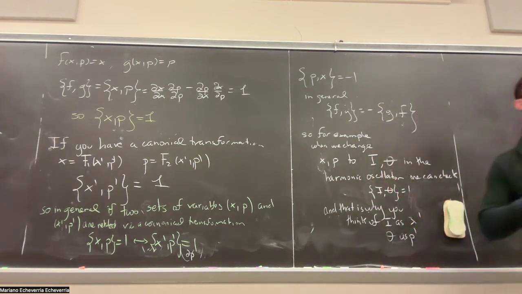So the Poisson bracket is an elegant way of deciding, when you change variables, which one is playing the role of position and which one is playing the role of momentum, all in quotes. And maybe I should wrap it up.